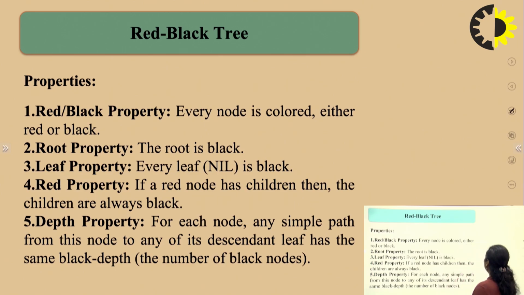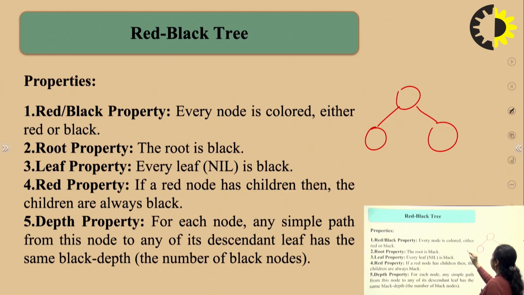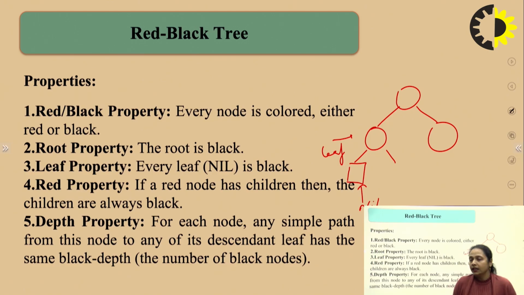It means if I am drawing a tree like this, in general we say these are leaf nodes, but here leaf nodes are the nodes which do not have a child, and further they are extended to the nil nodes. These are the nil nodes. So these nil nodes are black in color. Next, what is the red property? That if a red node has children, then the children are always black. It means a red node cannot have a red child.